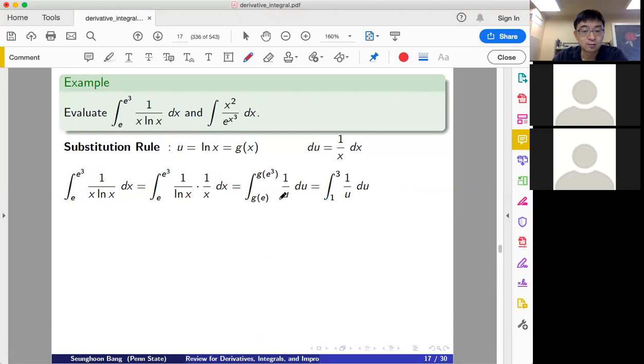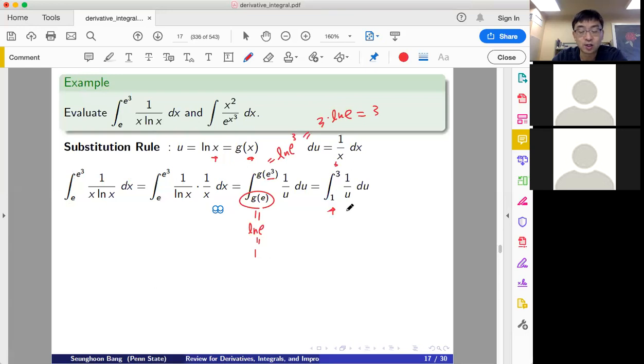So what's that? g of e is exactly the same as plugging e into ln of x. ln of e is 1. Here, you plug e cubed into x, so we have ln of e cubed. ln of e cubed is 3 times ln of e, and 3 times 1 is 3. So the limits change to 1 and 3. Next, what is the integral of 1 over u?